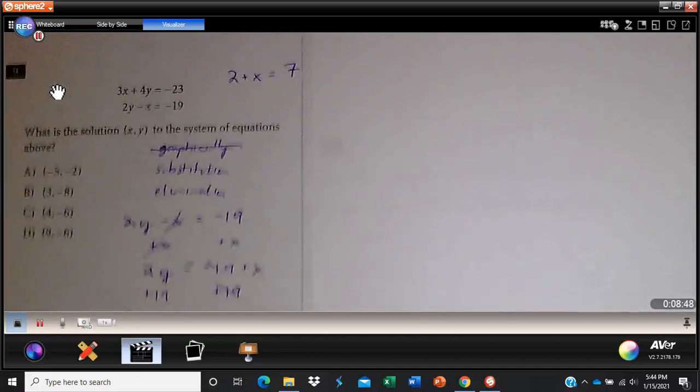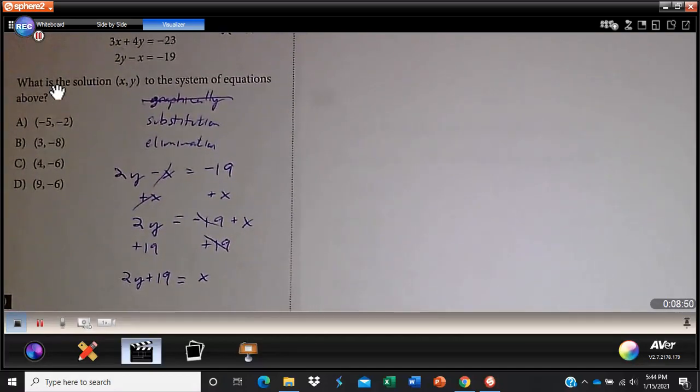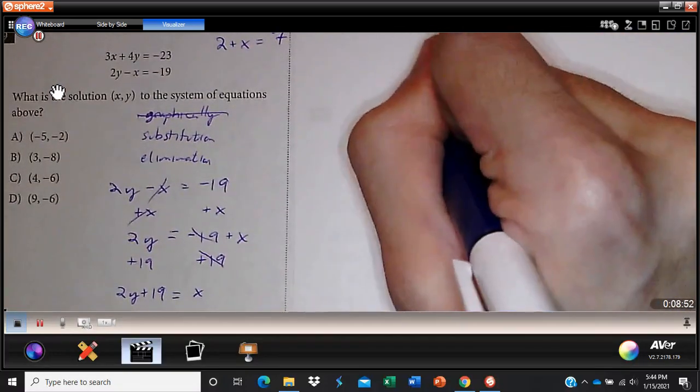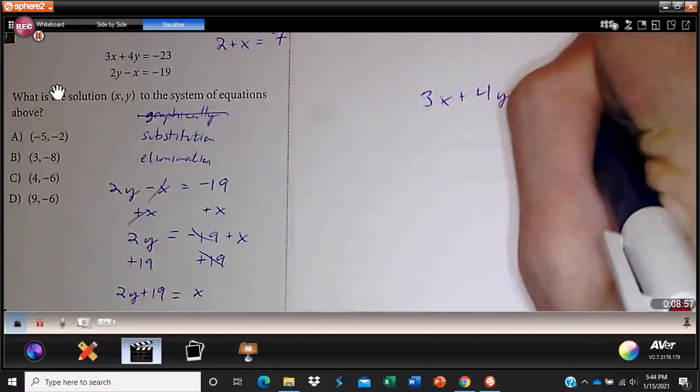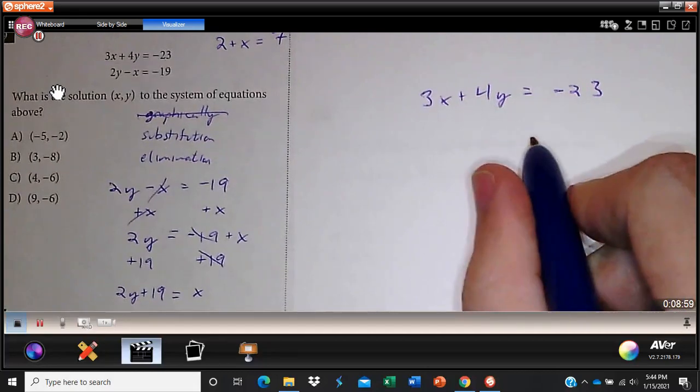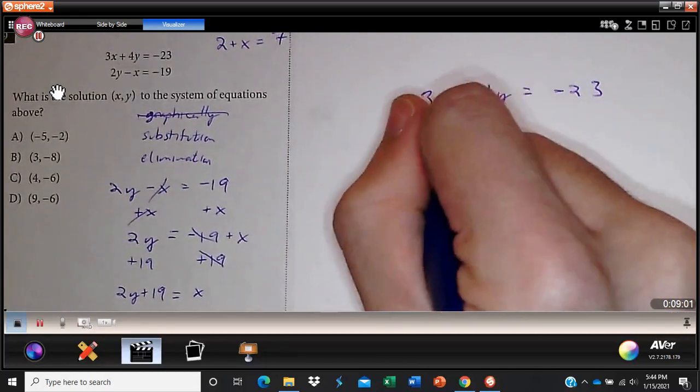And now that I have an expression for x, I'm going to plug it into the other equation. So the other equation is 3x plus 4y is equal to -23. And I know what x is, so I'm just going to plug it in now.